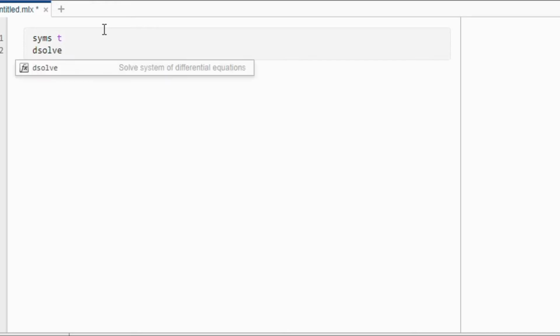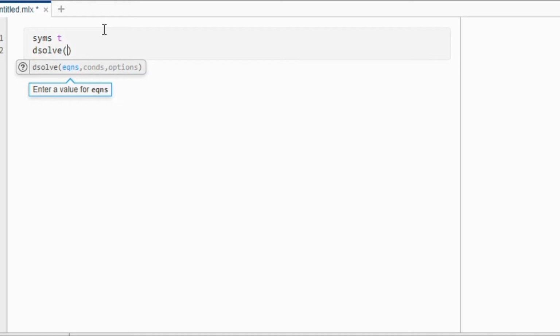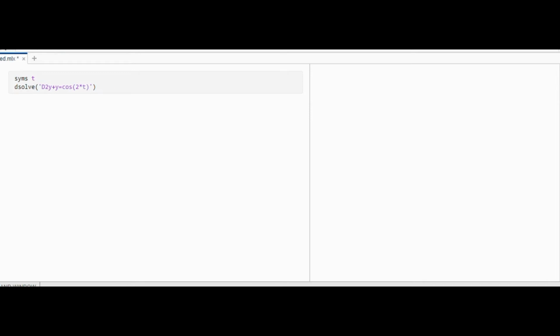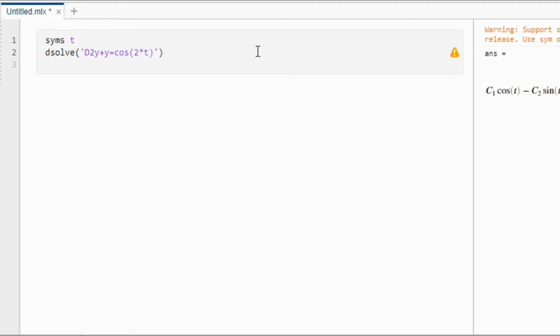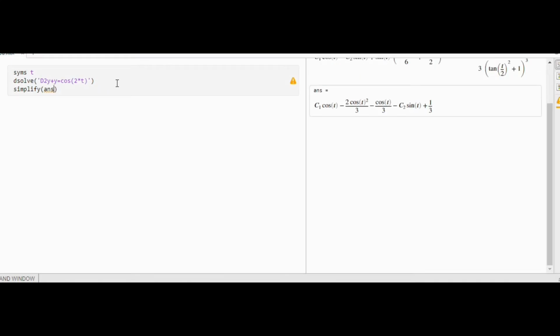Similarly, syms and dsolve, inside the double quotation marks you will write D2y plus y is equal to cos, and this is 2t. Okay, and after pressing the enter button you will get this solution, and you can see that this solution is not in simplified form. You will just type over here simplify, and inside the parenthesis you will write ans. After pressing the enter button you will get the simplified answer. So this is the simplified answer.